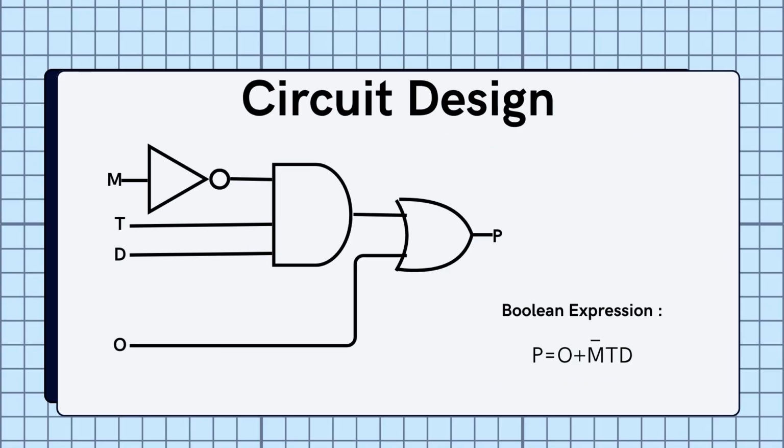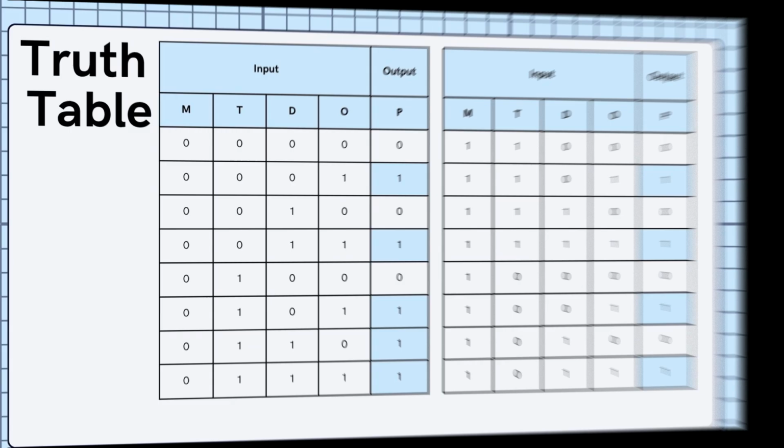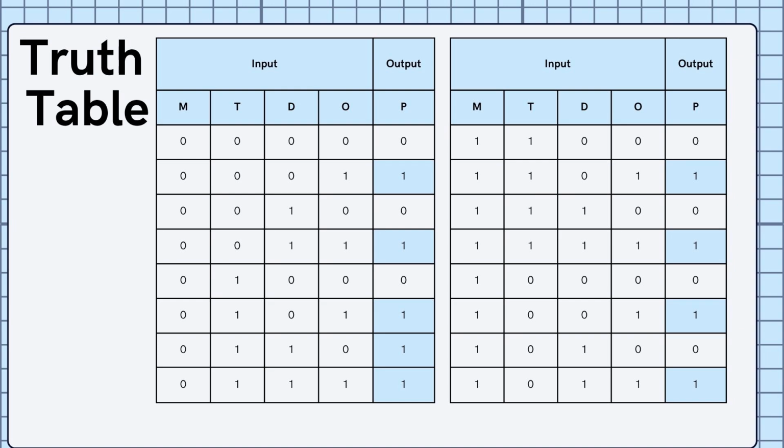Based on the situation requirements, automatic watering only activates when it is daytime, high temperature, and dry soil, giving us the expression M bar TD. Combining this with our manual override via an OR gate, we get our final Boolean expression, which is P equals O plus M bar TD. This slide shows our 16-row truth table, which maps out every possible combination to fully verify our simulation results.